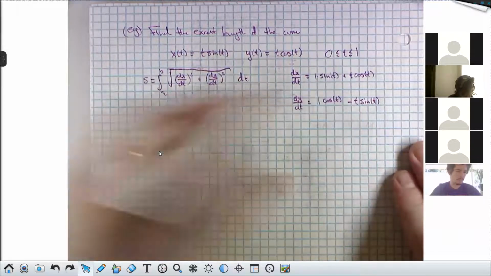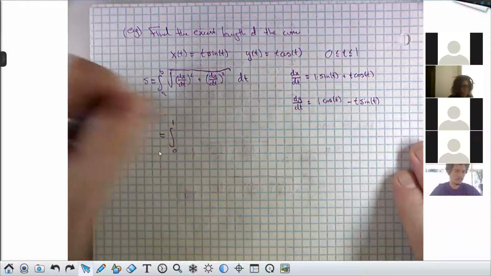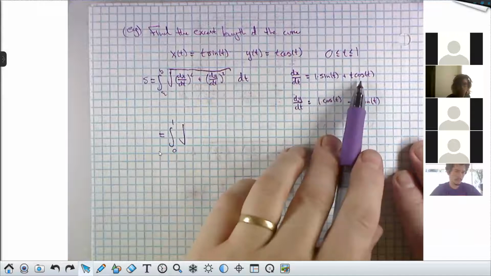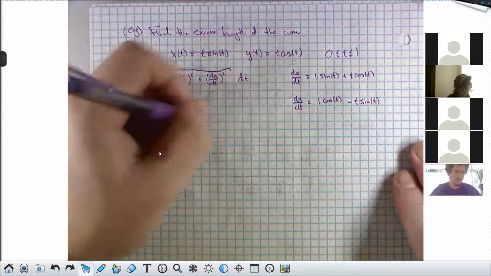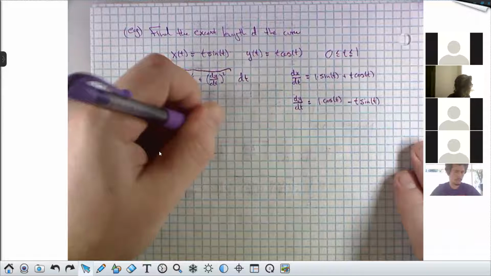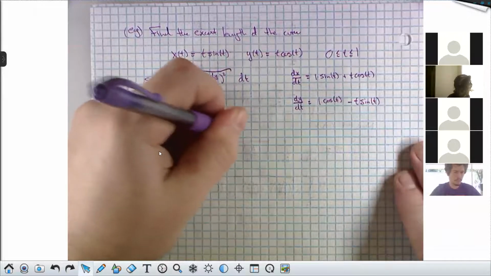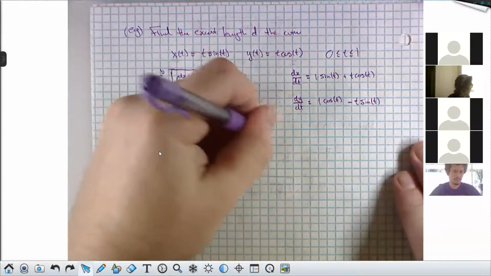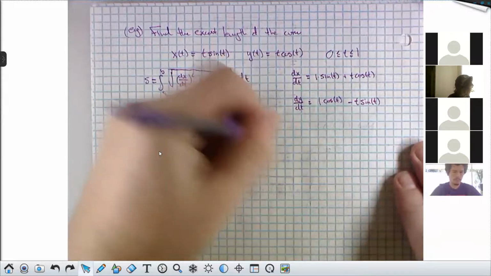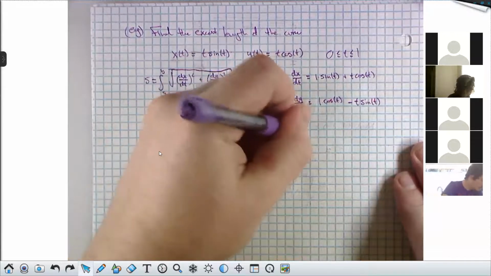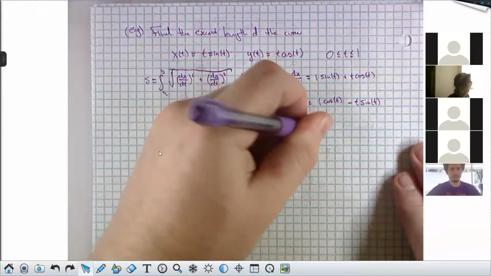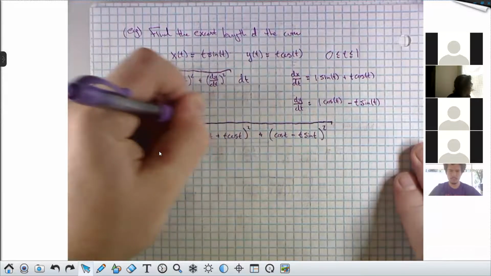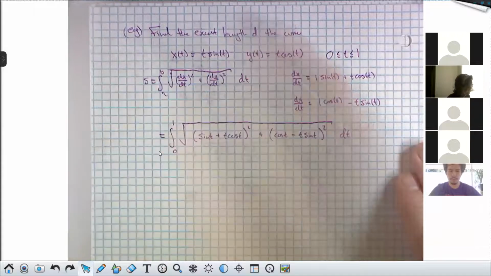My a and b, the t values where I'm starting and stopping, are 0 and 1, so it's the integral from 0 to 1, square root of dx/dt squared. That's this whole thing squared, and we need to put it in parens and FOIL it out. So that's (sine t plus t cos t) squared plus dy/dt squared, which is (cos t minus t sine t) all squared. And all of that is under the square root. And I have my dt at the end.